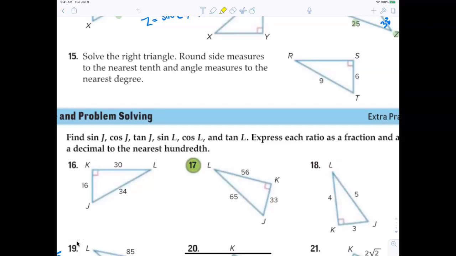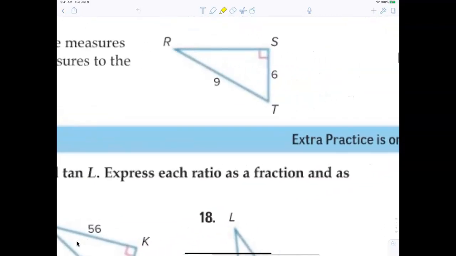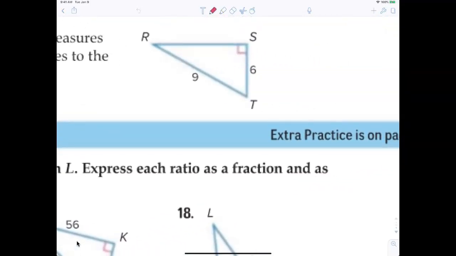Now, I am missing side RS. Do you agree with that? That's going to be real easy to solve because we can just use what? Just the Pythagorean theorem. Now, listen, we're going to practice doing it this way, because I really would like for this to be mental math. Let me show you this.